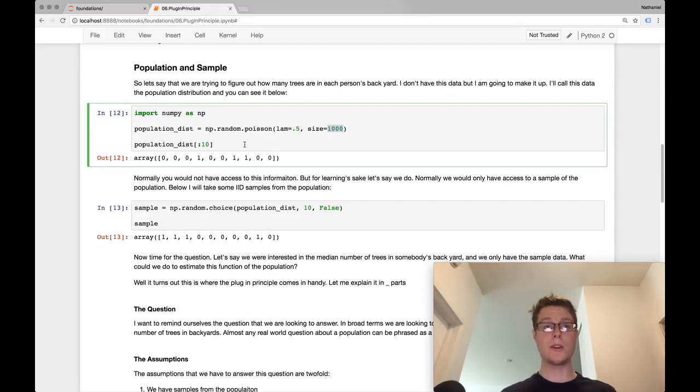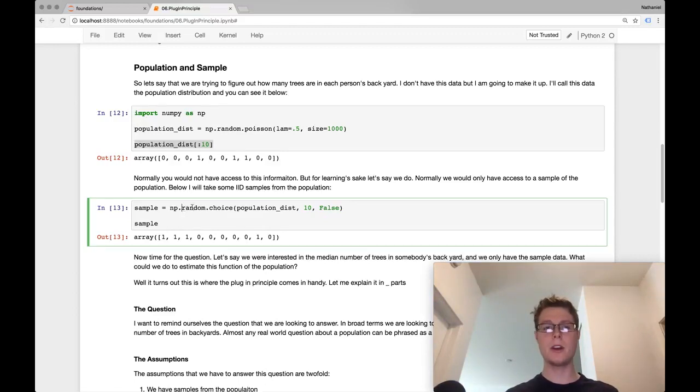I can show you what the population would look like. There's 1,000 backyards. Each backyard will have maybe 0 trees, maybe 1 tree, something like that. Normally, you wouldn't have access to this information. Normally, you would only have access to a sample, a small subset of the population. So for example, I get a sample here, and my sample has 10 yards. So I went around to 10 yards, randomly chosen, and I got a sample from them.